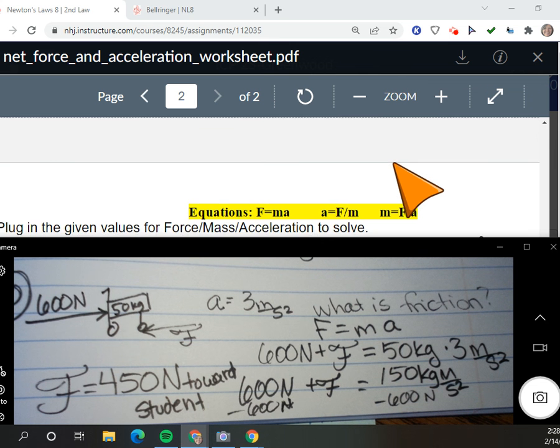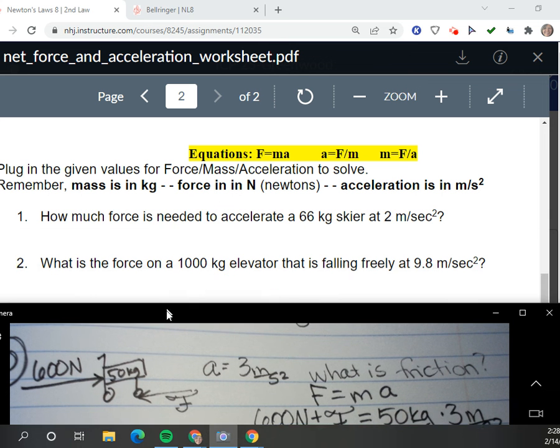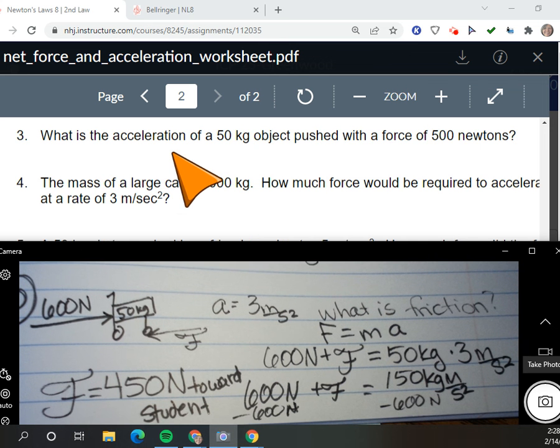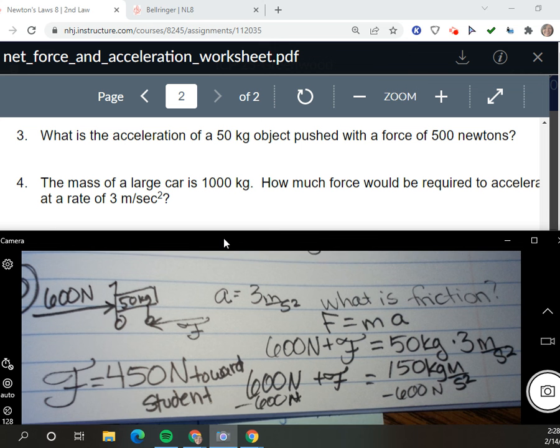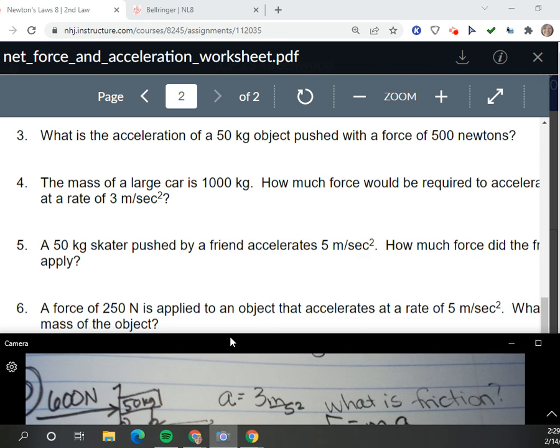If you scroll down, there's a second page. On the second page, I would like for you to do the first 4 problems in your notebook. I will come and check on them in a little bit. It should only take you a few minutes.